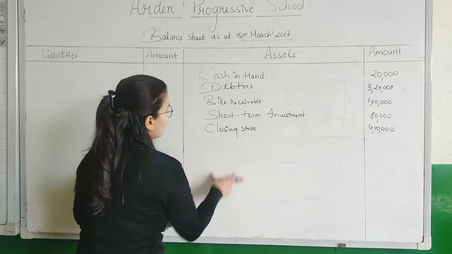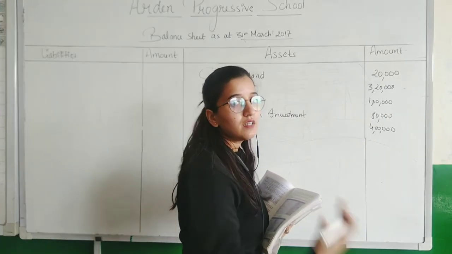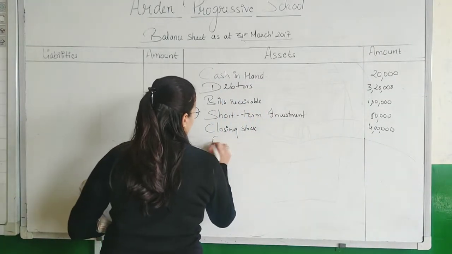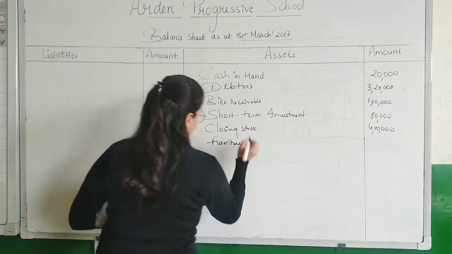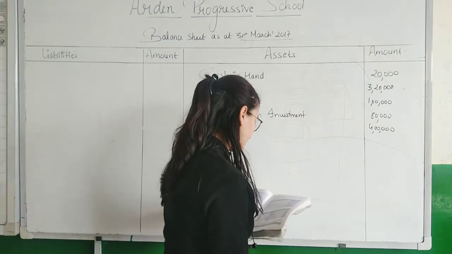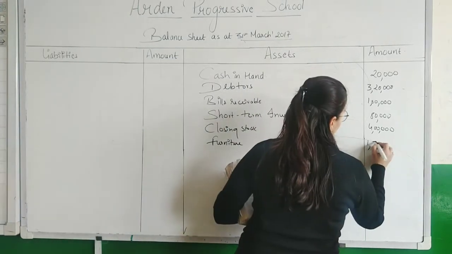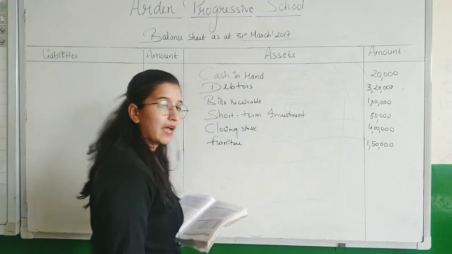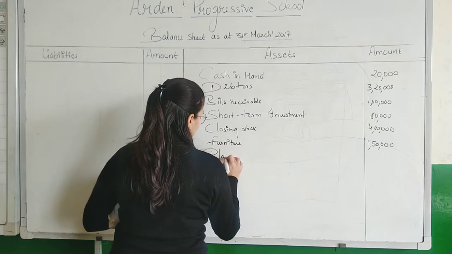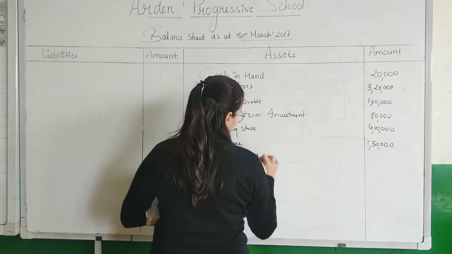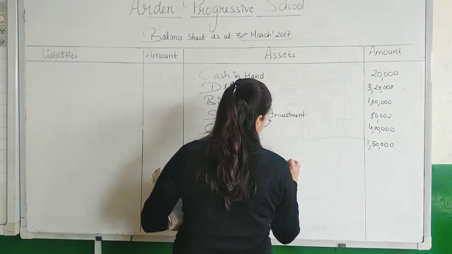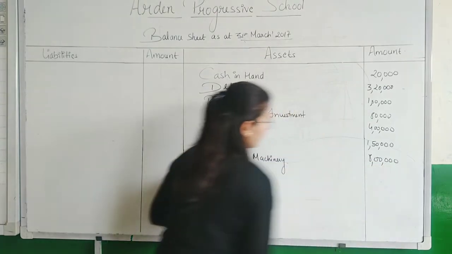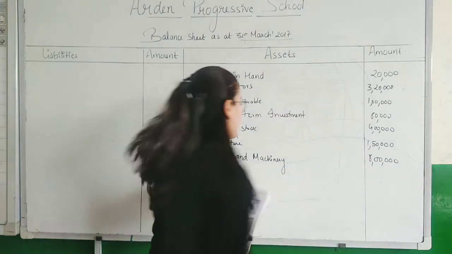Now it will be followed by those items which are converted into cash after some time, maybe after 1 or 2 years. So here we will write furniture. Furniture is amounted to rupees 1,50,000. Next is plant and machinery. Plant and machinery is amounted to rupees 8 lakhs. Then comes land and building.